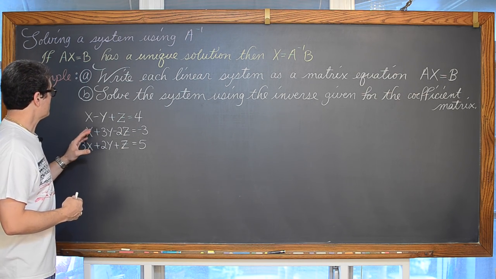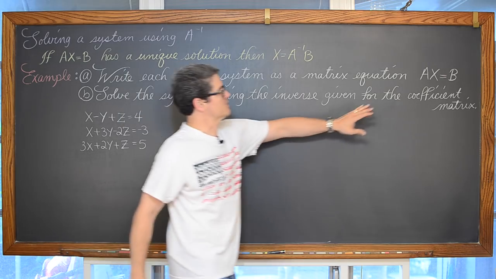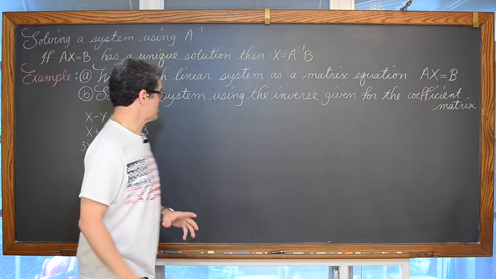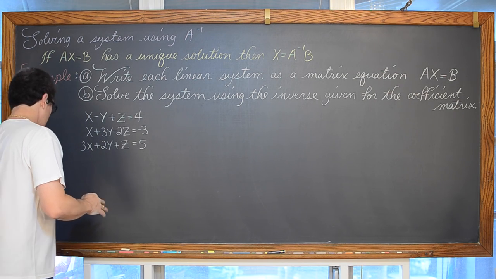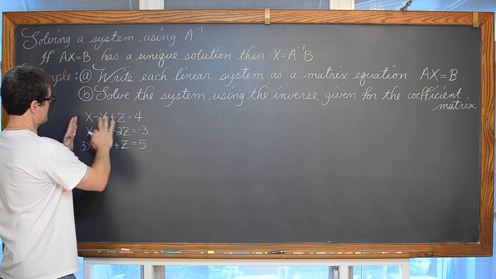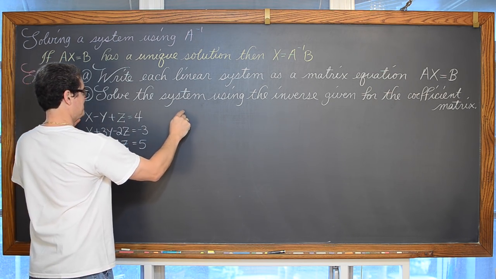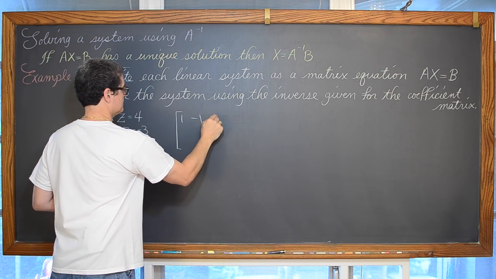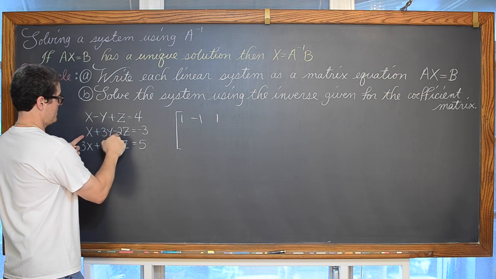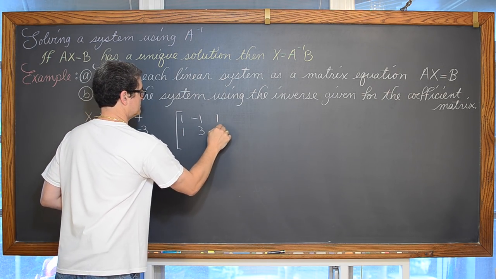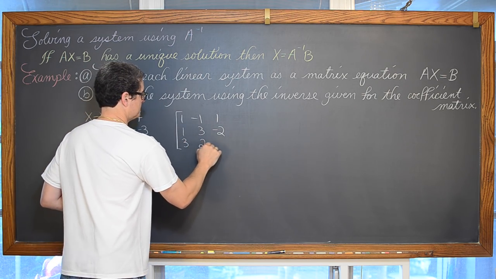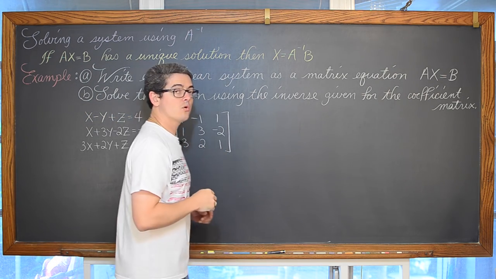So, okay, we have to write it in this form. That's what we're practicing. Matrix A is going to be your coefficient matrix. So we have 1, negative 1, 1, and 1, 3, and negative 2. And then we have 3, 2, and 1. And there's our coefficient matrix.